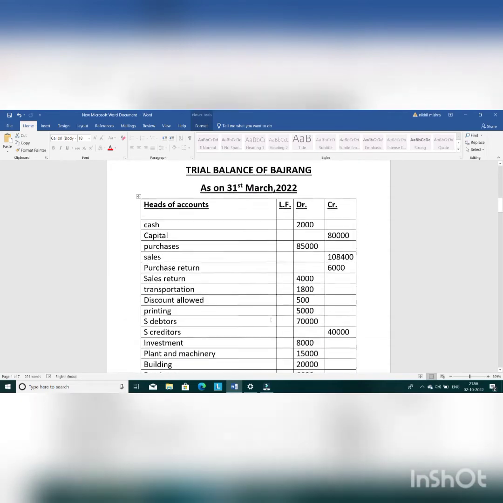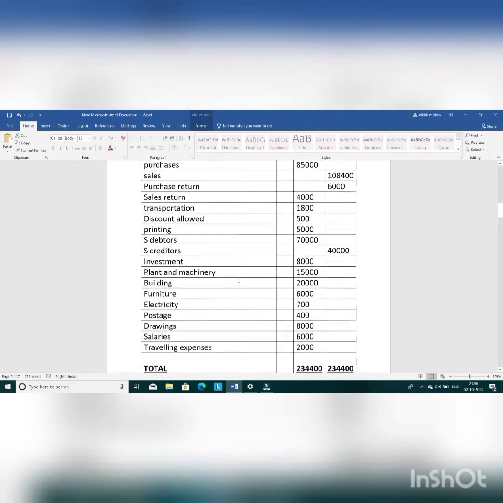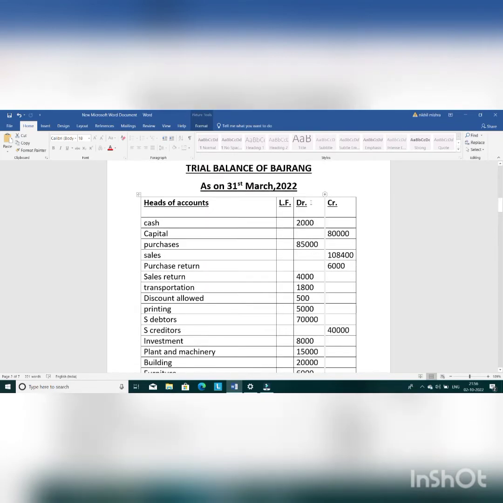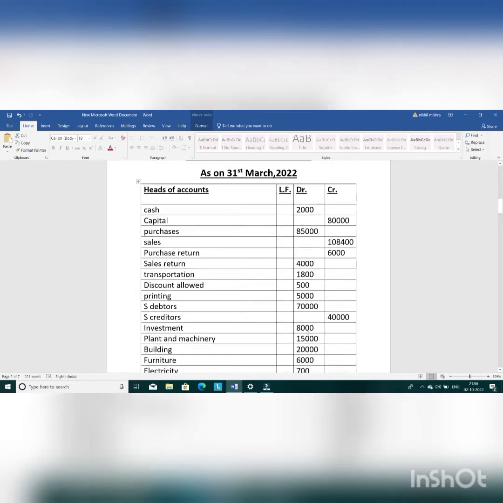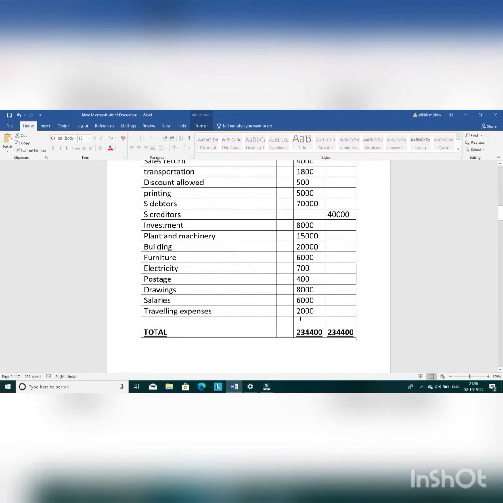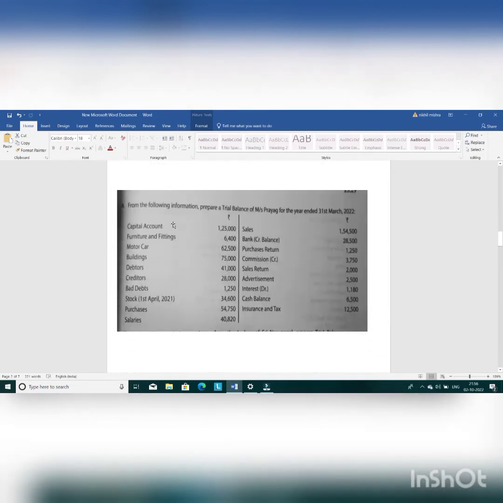Here I have drawn up that sum. See here, cash, asset, debit column. Capital, credit column. Purchase, okay. According to that rule, all the expenses and assets I have shown in debit column, and all the incomes and liabilities I have shown in credit column. After that, I have added all the columns. Debit column total I am getting 2,34,400, and the same I am getting for credit column total, that is 2,34,400.